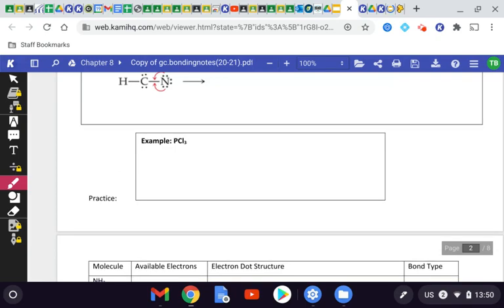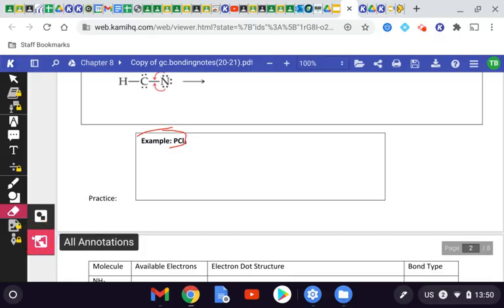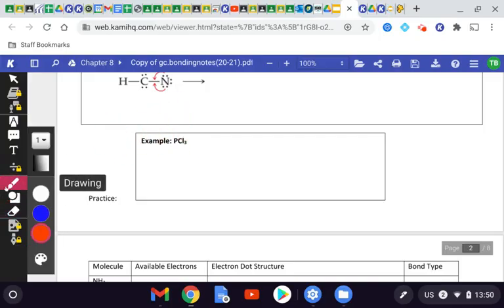So this is our example here that we're looking at, phosphorus trichloride, okay? So phosphorus trichloride. Phosphorus is in group 5A. It has 5 valence electrons available. Chlorine is in group 7A. It has 7, and there's 3 of them. So 3 times 7 is 21 plus 5 for a total of 26 electrons.